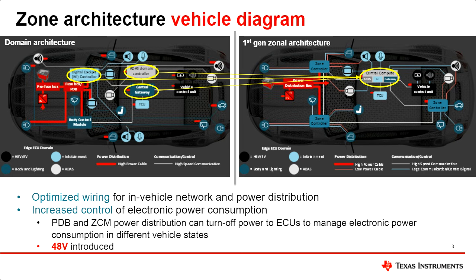we are shifting from this traditional domain architecture towards the zonal architecture. In the zonal architecture, we have multiple zones which can be named as left zone, right zone, rear zone, or maybe front zone also. So the major motivation behind moving from domain-based architecture to zonal architecture is basically to reduce or optimize the wiring harness in the vehicle network.